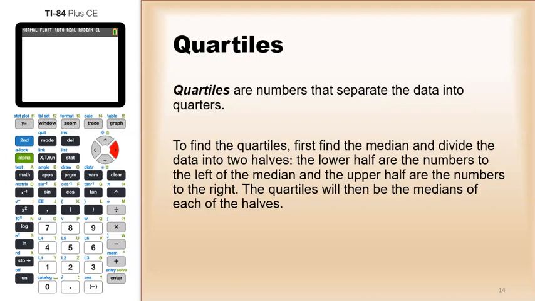So you have your set of data. First thing you do, you find the median. That's going to break up your data into two more data sets, numbers below the median and numbers above the median. And then the quartiles are going to be the medians of each of those halves.